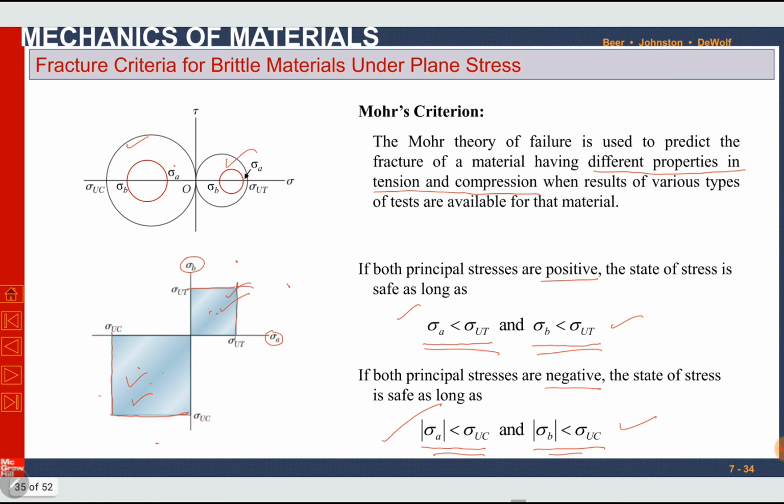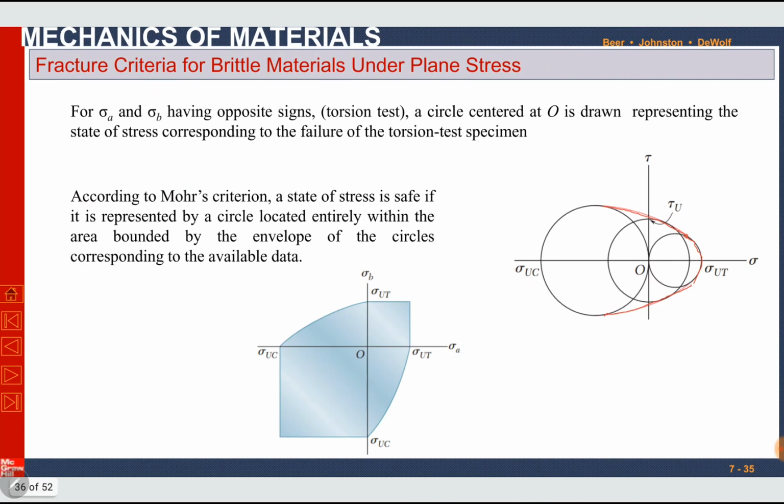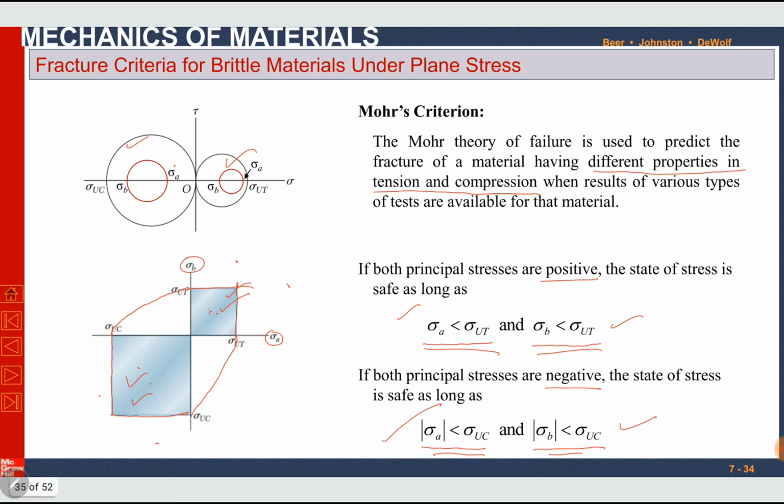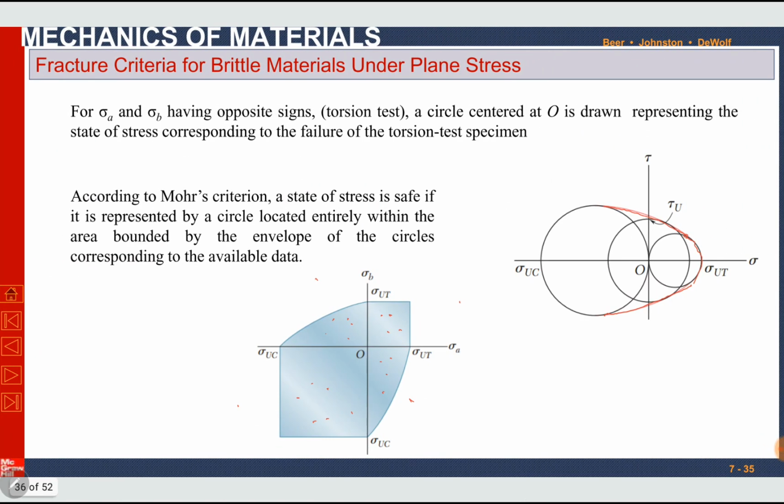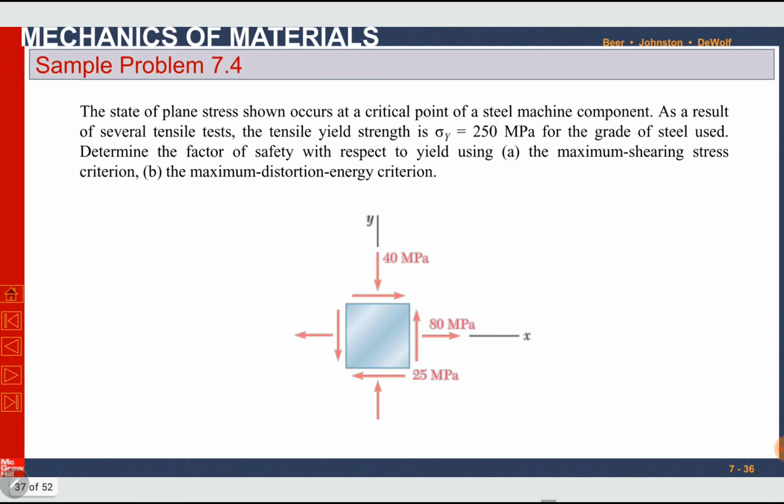Similarly here, similar to the previous diagram, this quadrant shows opposite values of sigma A and sigma B. So within this envelope: if both principal stresses are positive, it should be within this envelope here. If both are negative, it should be within this area. If sigma A is positive and sigma B is negative, it should be here. If sigma B is positive and sigma A is negative, it should be here. Anything outside this envelope is not considered safe. It has failed as per Mohr's failure criteria, Mohr's fracture criteria. This is applicable to brittle materials only because it deals with ultimate strength, either in tension or compression.